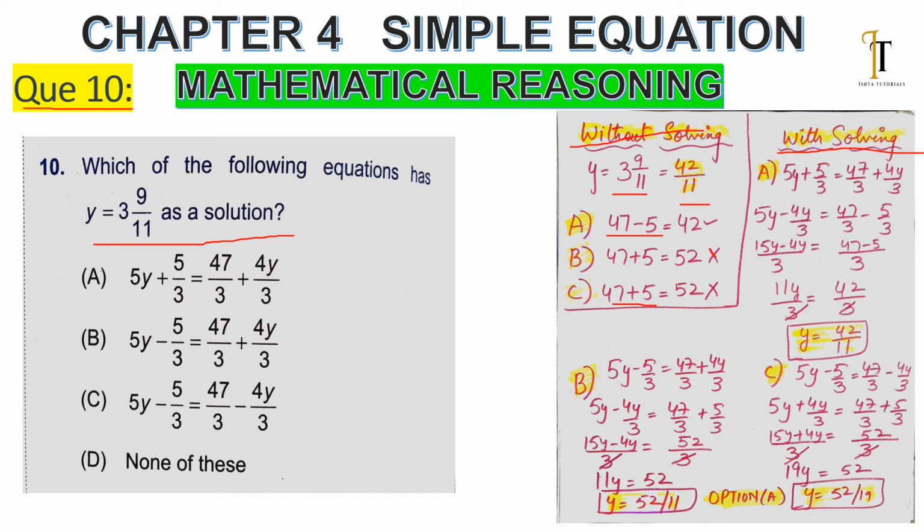Now to find the value of y, we know that we need to keep the y values on one side and the numbers on the other side. On doing so, we got y is equal to 42 by 11. That is right. Now let's check for the B option. So we got 52 by 11. That is wrong. And C is 52 by 19. Again it's wrong. So students, here your correct option will be A.